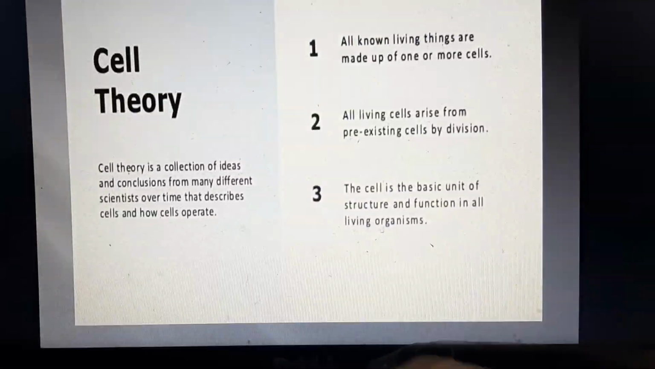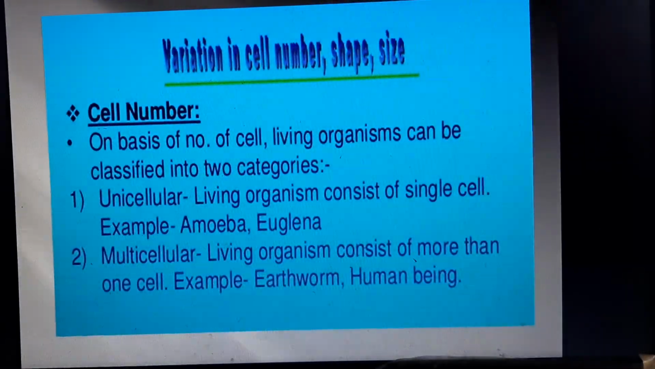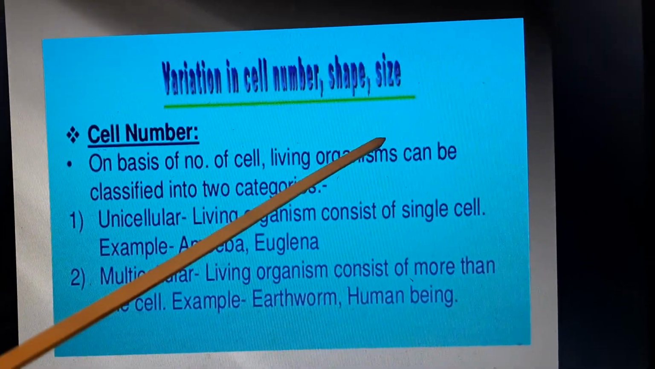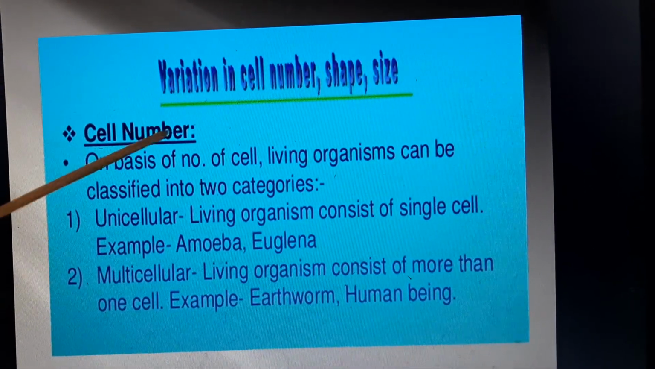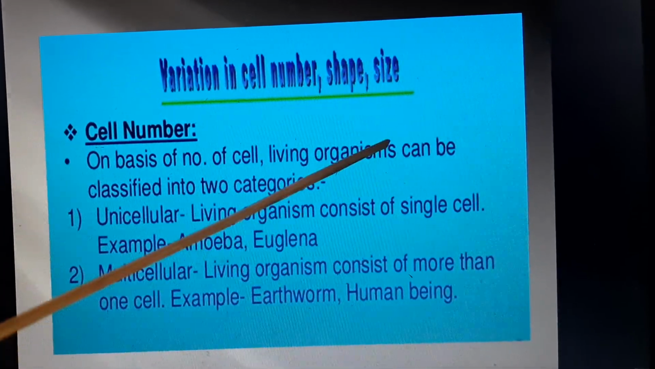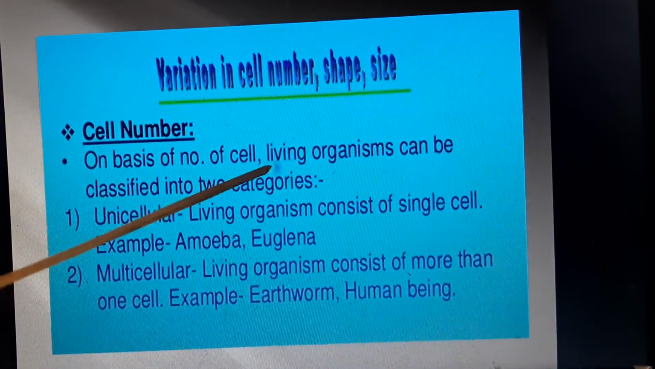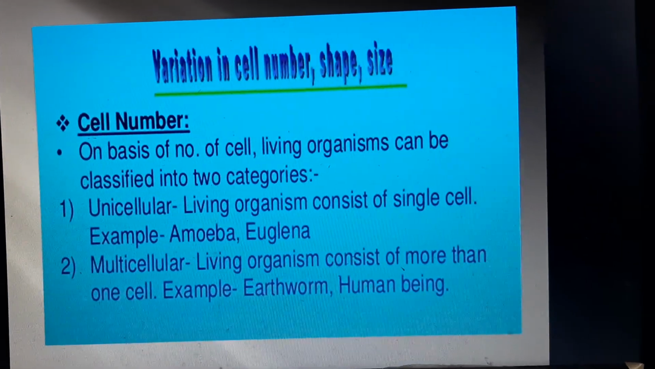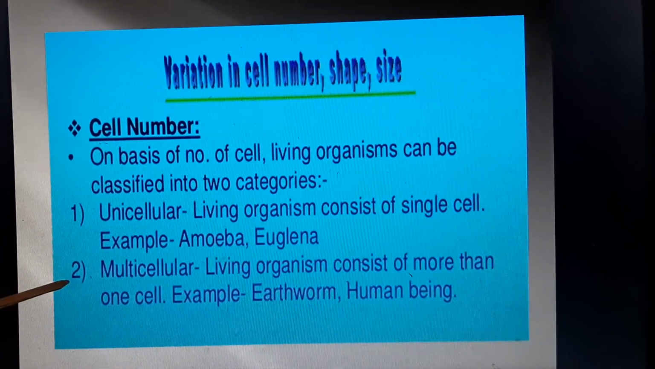Now students, once you have done with the cell theory, you might be thinking, how do cells vary? So there is a variation in cell number, shape and size. When I am talking about the cell number, on the basis of number of cells, living organisms can be classified into 2 categories. So there are 2 types. First is unicellular, second is multicellular.